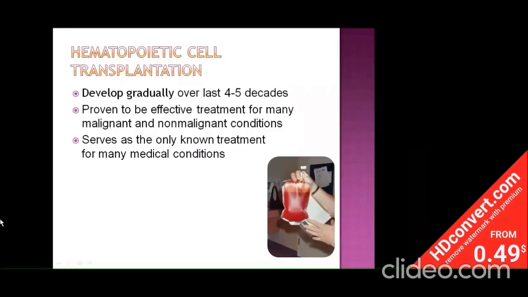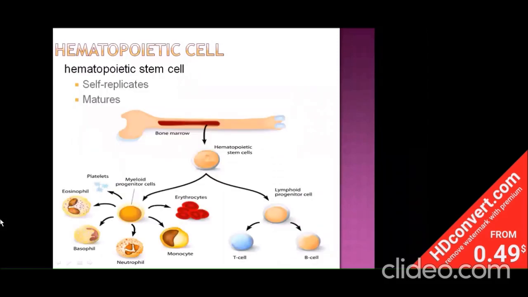The transplants have developed gradually over the last 4 to 5 decades and are found to be an effective treatment for many malignant and non-malignant conditions, and also serve as a medical treatment for many conditions. This image shows how the cell divisions happen and what hematopoietic stem cells are. A hematopoietic stem cell can self-replicate and matures into different cells. Some stem cells can produce other stem cells, and the stem cell can change into different cells.